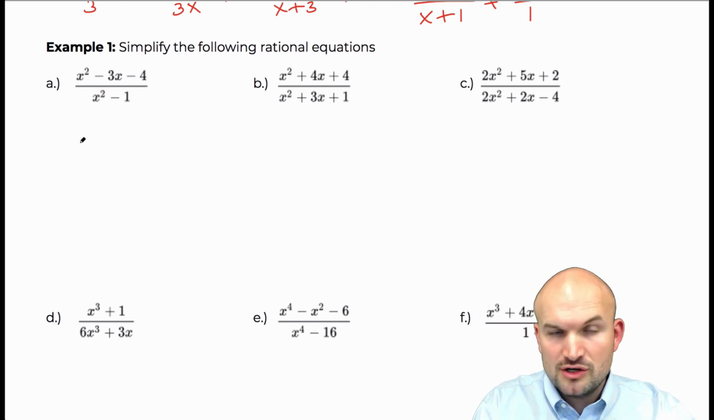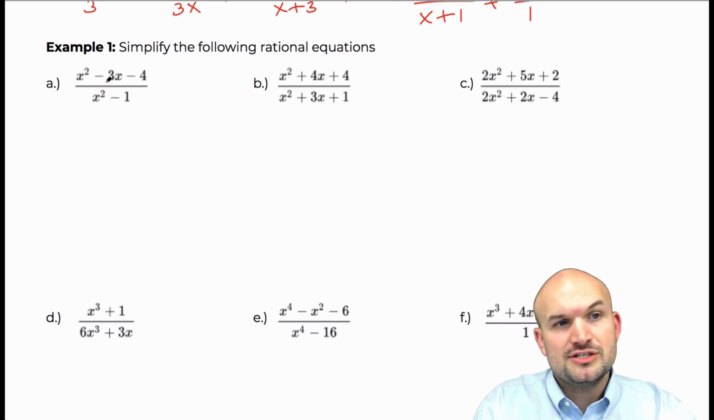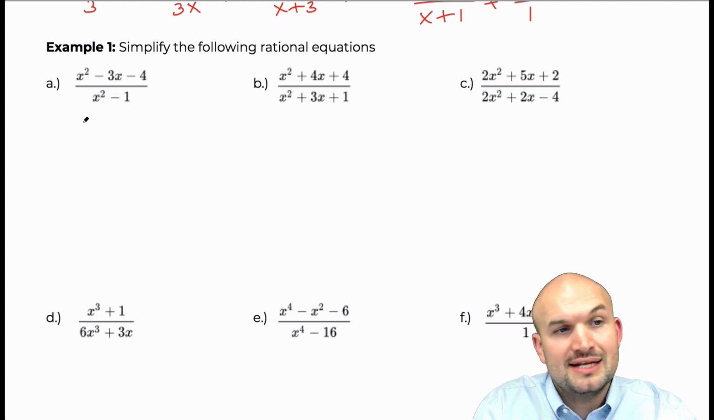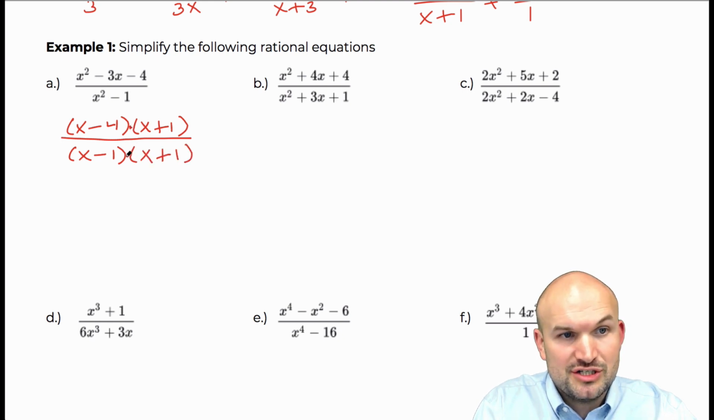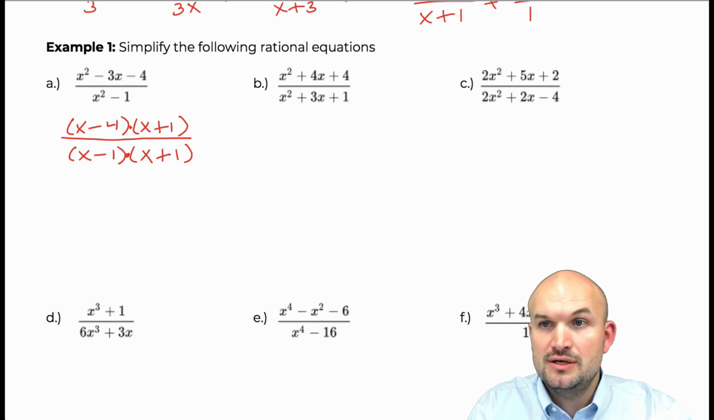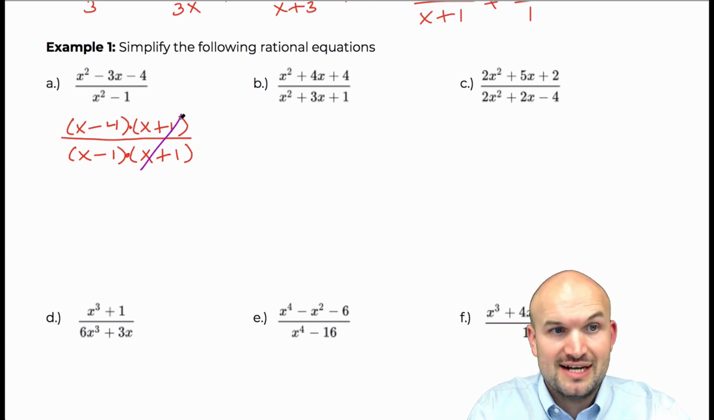The first step you'd always want to do is factor. So factoring here, we're doing trinomials. What two numbers multiply to give you -4, add to give you -3? Let's see, we're going to have x minus 4 times x plus 1. In the denominator here, I can see a difference of two squares, so that's going to be x minus 1 times x plus 1. Now you can see these expressions are separated by multiplication, so therefore x plus 1 divided by x plus 1 divides to 1.